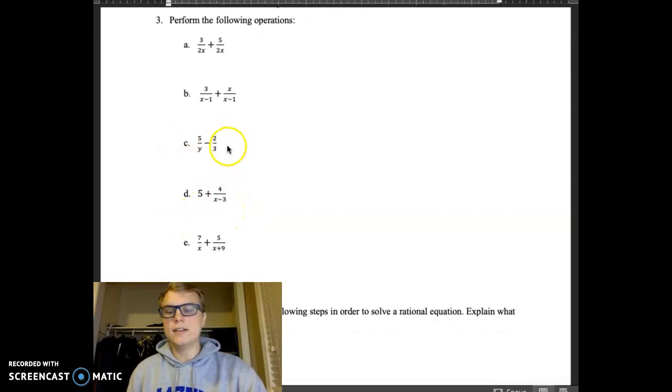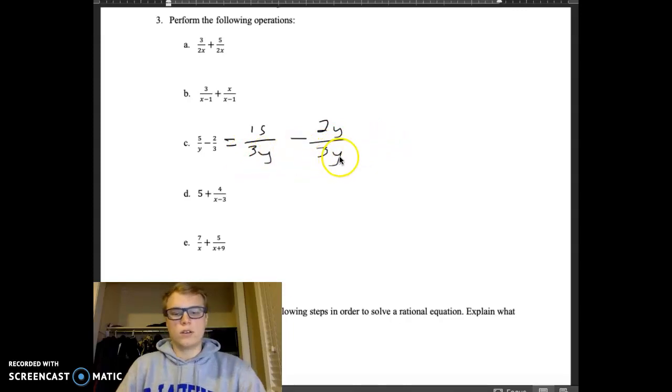Let's go down to C, and we're going to work with that because A and B are pretty easy. We already have common denominators. For C, we need to get that. We have a y in one denominator and a 3 in another, similar to B. The easiest thing to do is to multiply 5 over y by 3 over 3 and 2 over 3 by y over y. So what we get is 15 over 3y minus 2y over 3y, right?